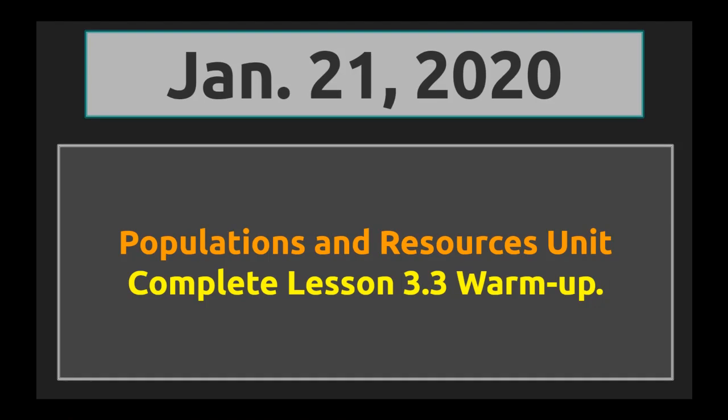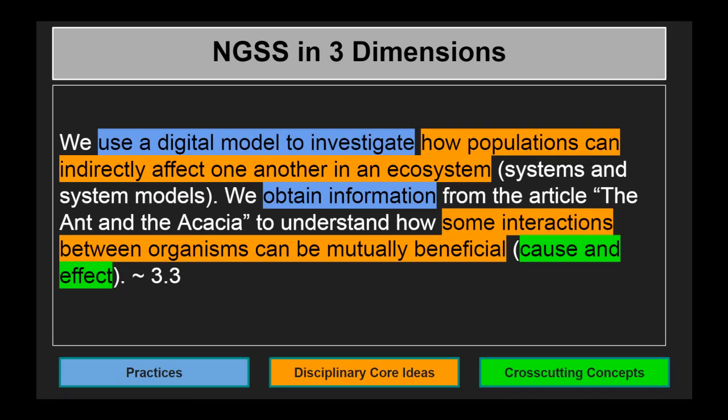Tuesday, January 21st, Populations and Resources Unit. We're going to complete lesson 3.3 as a warm-up. In this lesson, we use a digital model to investigate how populations can indirectly affect one another in an ecosystem. We obtain information from the article, The Ant and the Acacia, to understand how some interactions between organisms can be mutually beneficial. We're still in the ecosystem, so systems and system models.